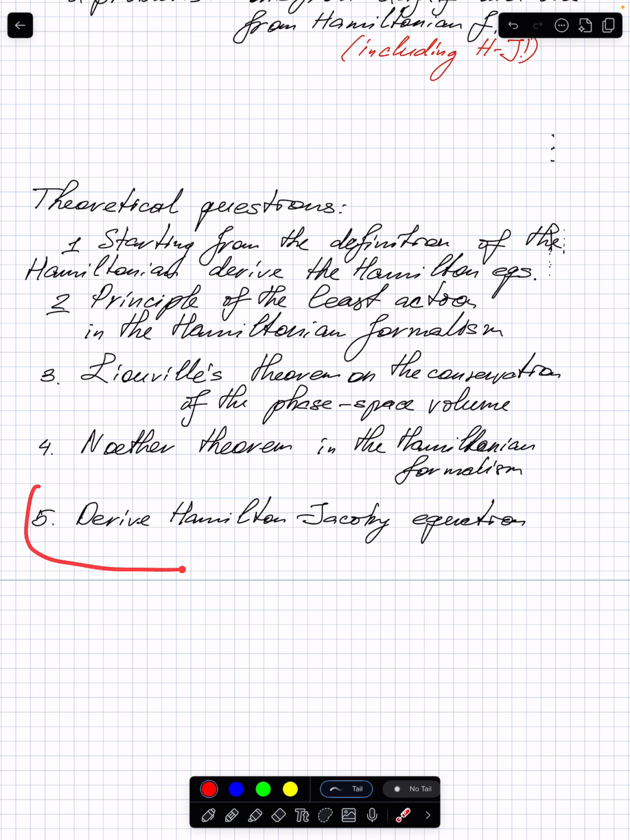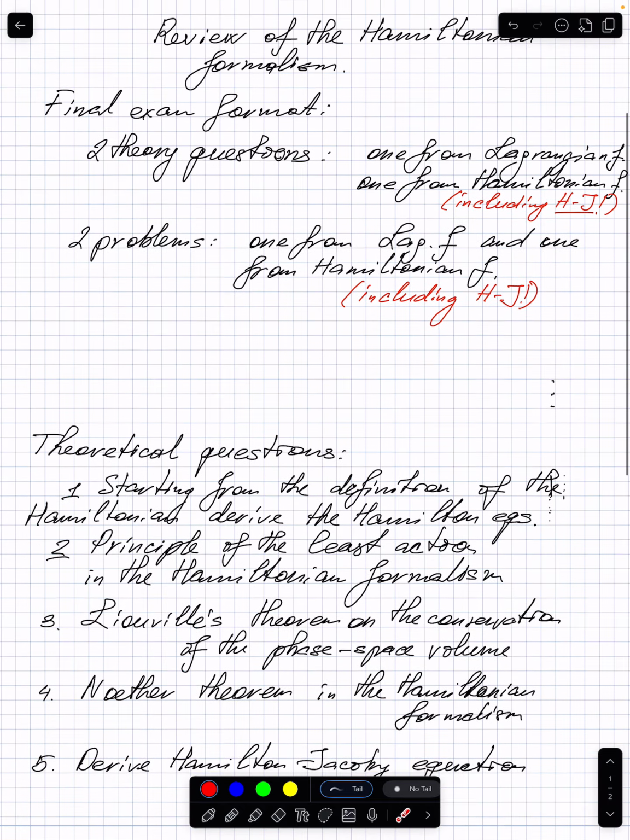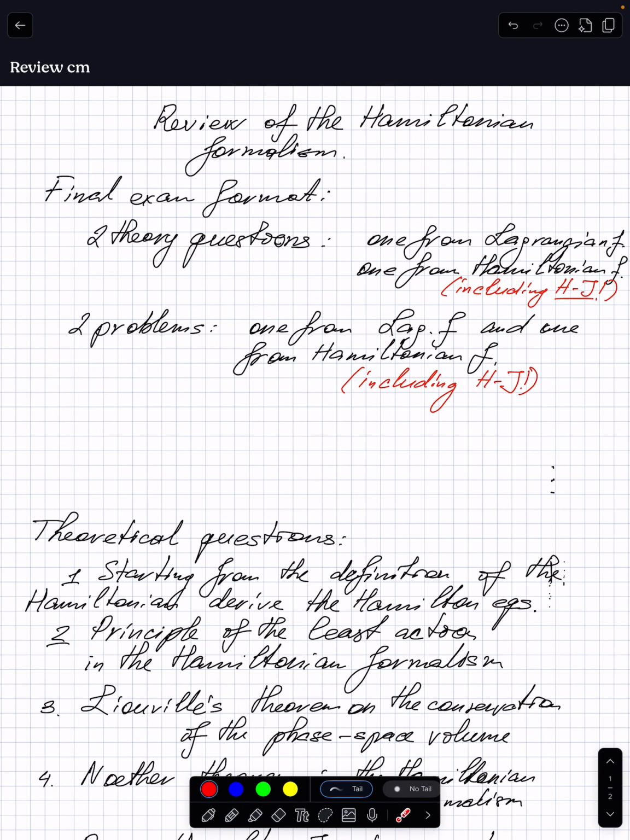And the final theoretical question on this topic will be the derivation of the Hamilton-Jacobi equations. We did it last time. I don't think it takes a lot of effort, and I expect you to be able to do this on the final exam. All right. So altogether you will have 10 theoretical questions that you need to be confident with to be successful on this final, and you also need to be able to solve 2 problems. One is from the Lagrangian, and another is from the Hamiltonian formalism.